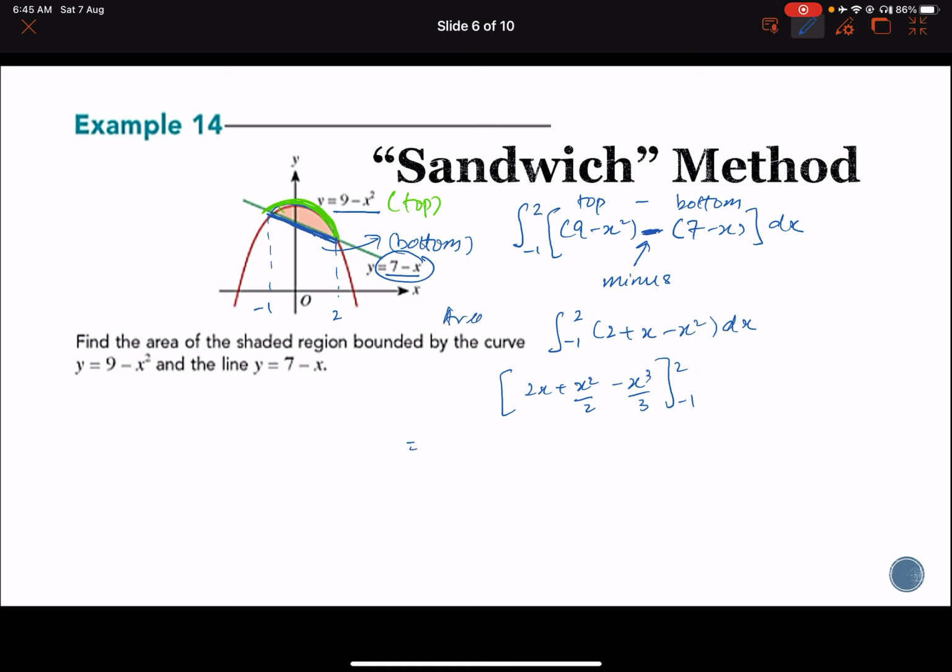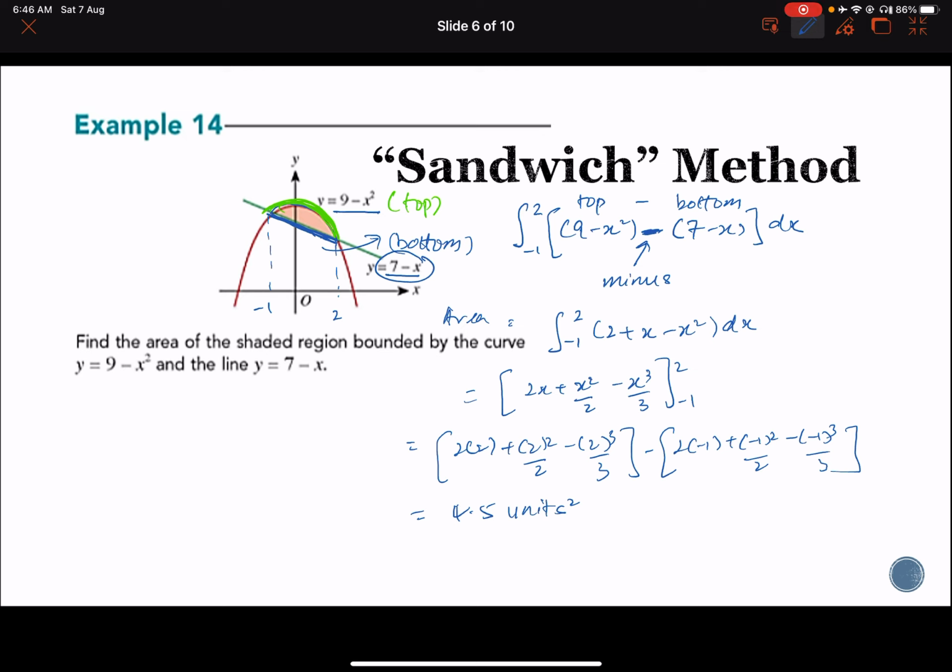Okay, I should have written out area, sorry about that. So we have 2 times 2 plus 2 squared over 2 minus 2 cubed over 3, minus 2 times negative 1 plus negative 1 squared over 2 minus negative 1 cubed over 3, and straight away you get 4.5 square units. No need to minus anything, no need to worry about what kind of shape, whether it's a trapezium or triangle. It's just a sandwich. The sandwich method is very useful because you don't have to worry about minusing off.